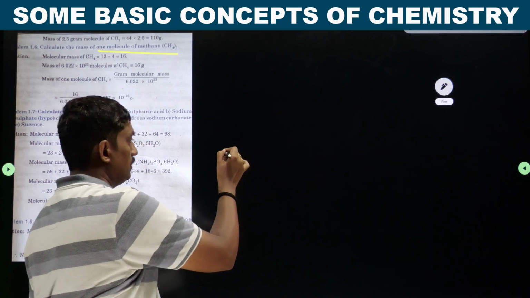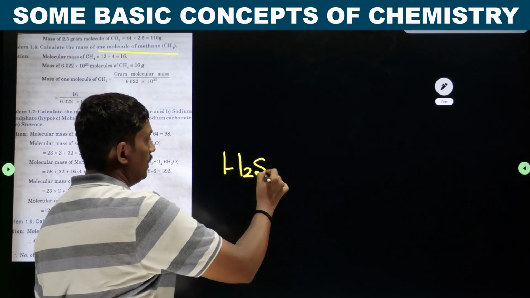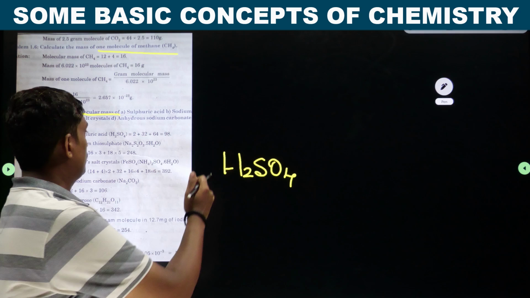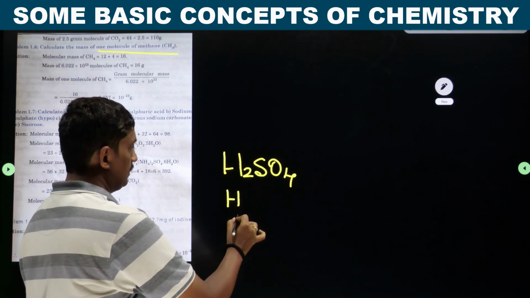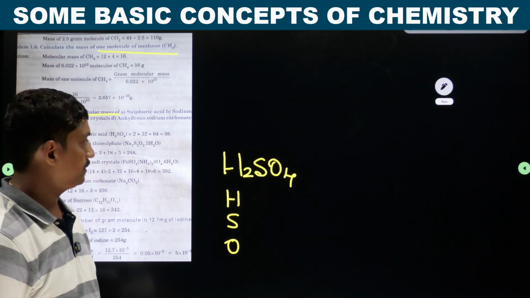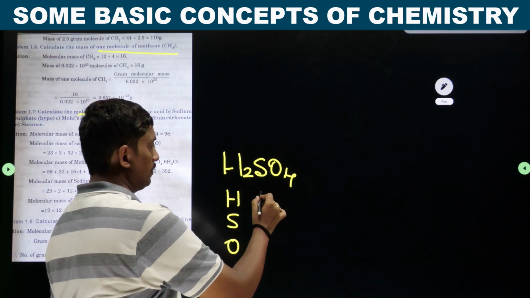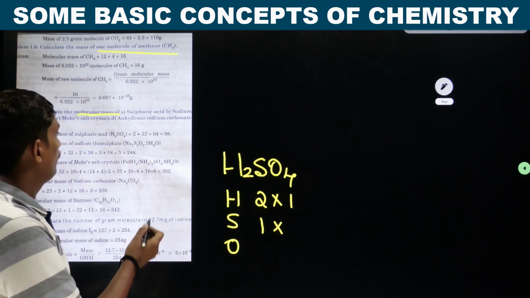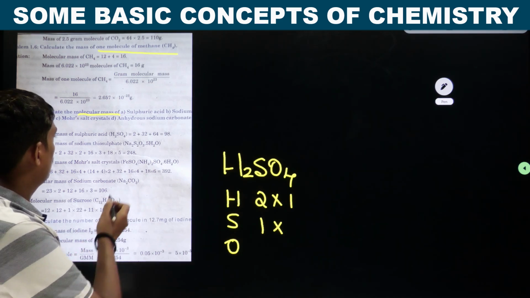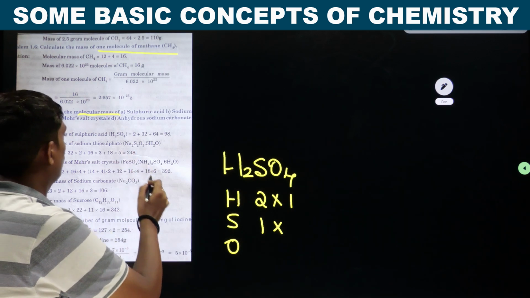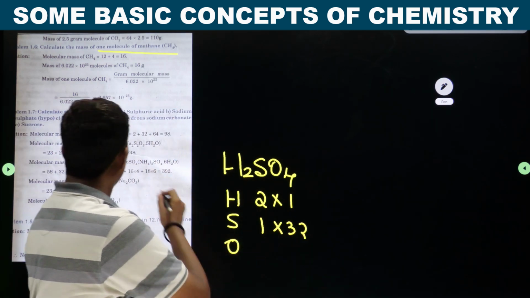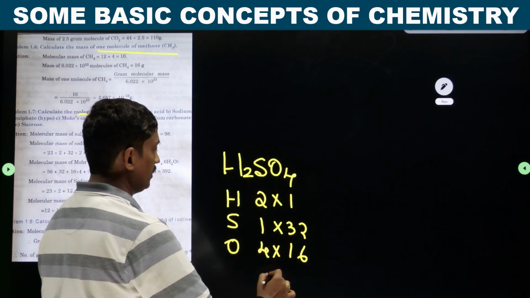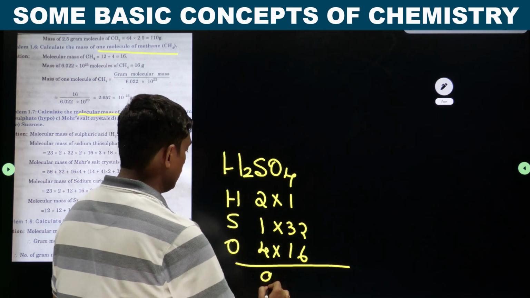Sulfuric acid is H2SO4. You write the formula; this is called the molecular formula. Separate the elements: hydrogen, sulfur, oxygen, 3 elements. How many atoms of hydrogen? 2 atoms, atomic mass 1. Sulfur, 1 atom; atomic mass of sulfur is 32. Next, oxygen: 4 atoms into 16. If you sum up, you will get 98.